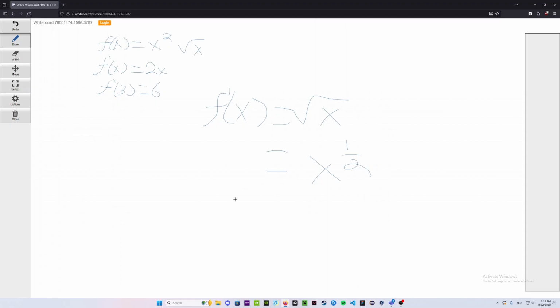Then let's just get the derivative of this. It's going to be 1 over 2 x to the negative 1 over 2. Simplify this, and you're going to have 1 over 2 root x as the derivative of the inverse. We plug in 3.